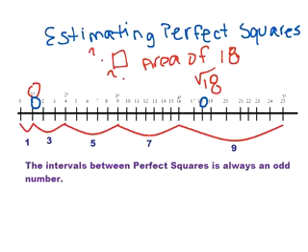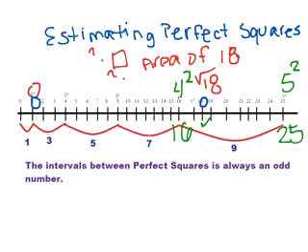I have 2 perfect squares. I have 4 squared. I'm just going to write it bigger for you to be able to see. And 5 squared. And in between there falls 18 right here. So there's a total of 9 spaces between 4 squared, which is 16, and 5 squared, which is 25. So what I want you to ask yourselves is, is 18 closer to 16 or closer to 25?